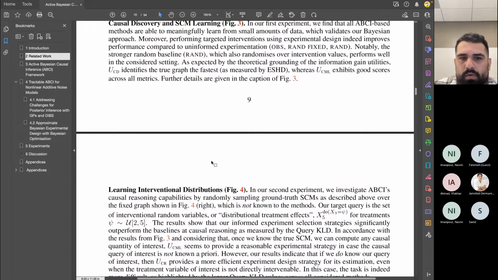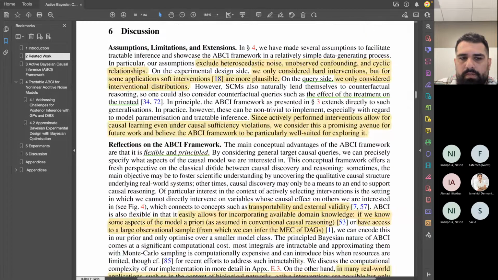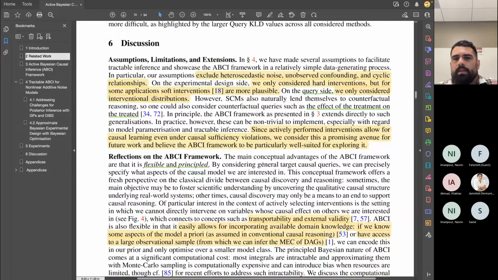Just for 2 minutes, I wanted to talk about the discussion and future work. This algorithm that they use here has some assumptions. First of all, in this framework, it excludes heteroscedastic noise. Actually, it excludes heteroscedastic noise, it excludes unobserved confounding, and it excludes cyclic relationships.